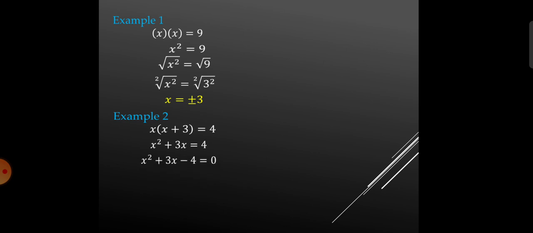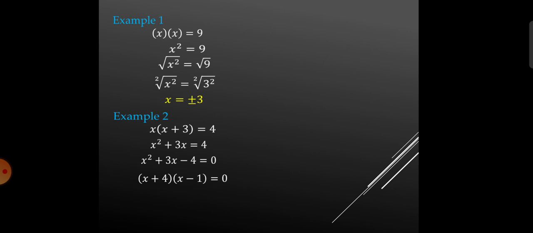Then, we will transfer positive 4 from the right side of the equation to the left side para makompleto ang trinomial. So, that will be x squared plus 3x minus 4 equal to 0. So, from that equation, what method? So, we will make use of factoring method. So, we will solve for the binomial factors, then the roots.